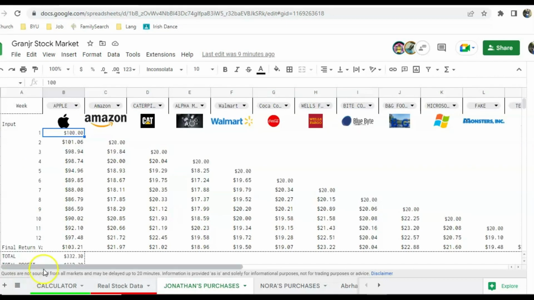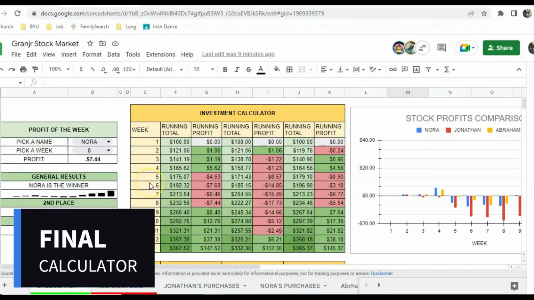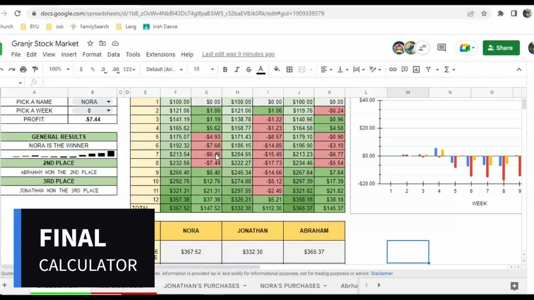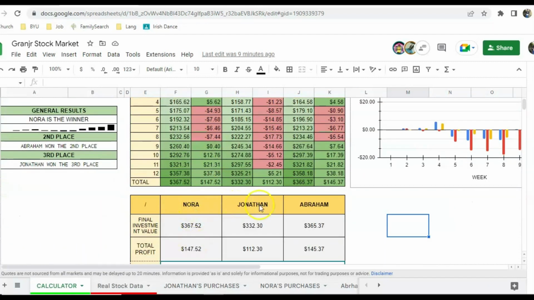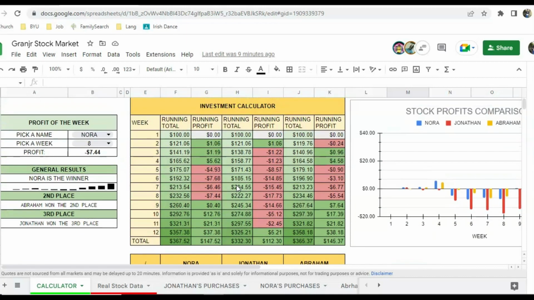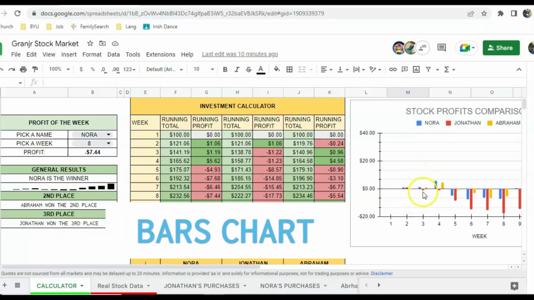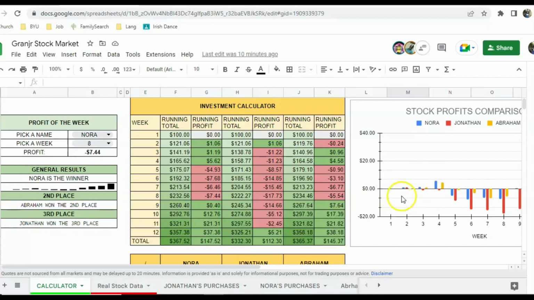Okay, now we're going to go and see this summary. Take a look at the calculator sheet here, and here we have a summary of all the investments. Here you see the names: Nora, Jonathan, Abraham. On top of that, you can see 2 columns for each person. The first one says how much each person has, and it also says how much that person lost or won. Then you can go here and take a look at this graphic, this bar chart here. You can see Nora is blue, Jonathan is red, and Abraham is orange.